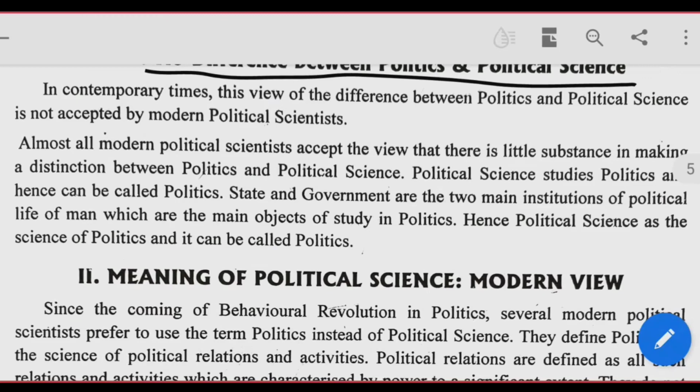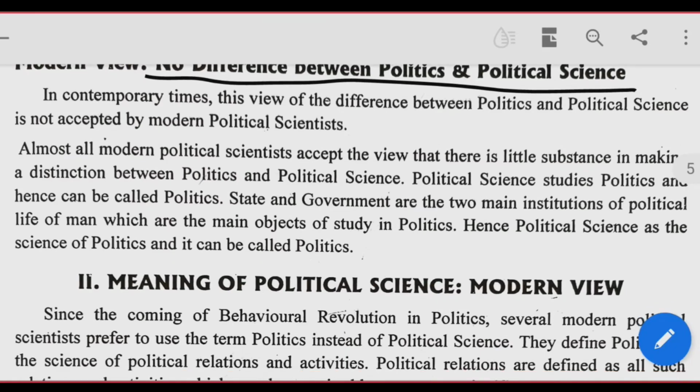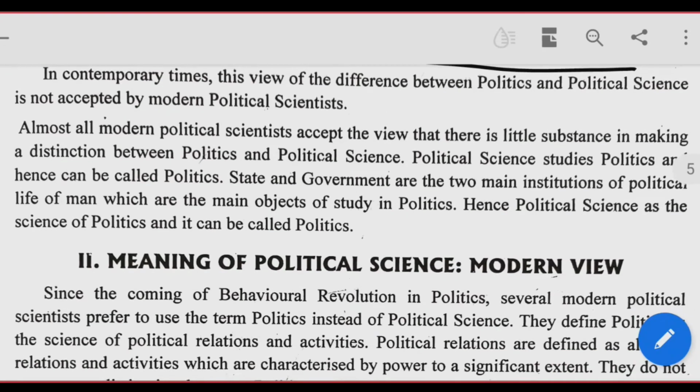In contemporary time, this view of difference between politics and political science is not accepted by modern political scientists. So modern political scientists don't accept the differences between politics and political science. It is mentioned that almost all modern political scientists accept the view that there is little substance in making a distinction between politics and political science. So there is very little space to make a difference.